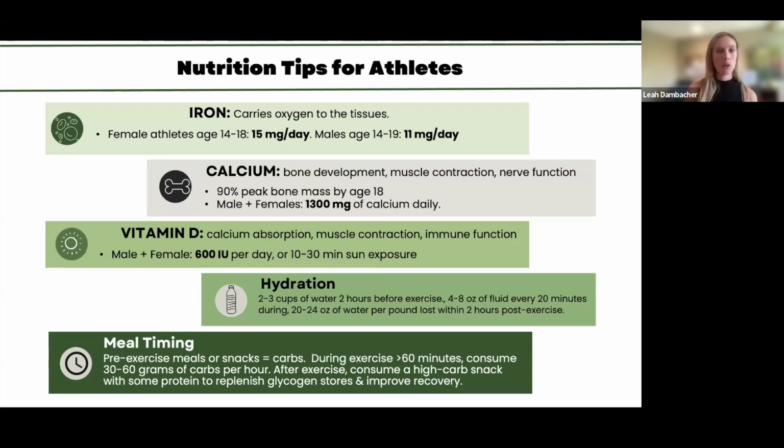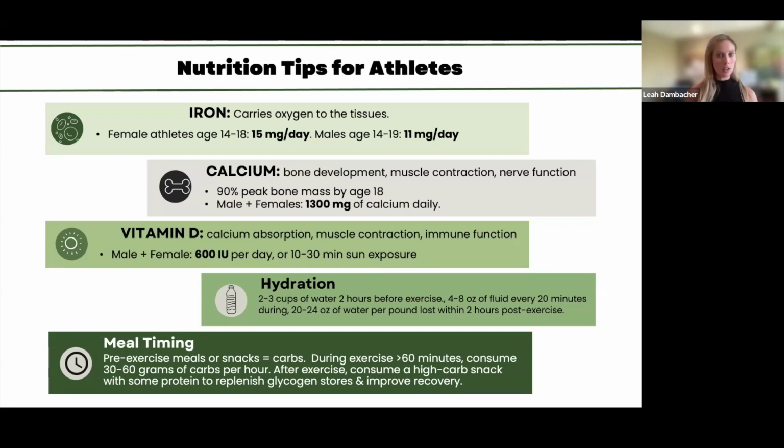Calcium as well is going to be really important for bone development and muscle contraction. Definitely one that we want to make sure our athletes are getting enough of, as during this age, they're reinforcing their bone mass to have strong bone density for the rest of their lives. And by 18, we typically see that peak bone mass is reached. So we want to make sure that our athletes are getting sufficient calcium. Along with calcium, we know vitamin D is really important for its absorption. Vitamin D is also important for muscle contraction and immune function. So another extremely important one for athletes.